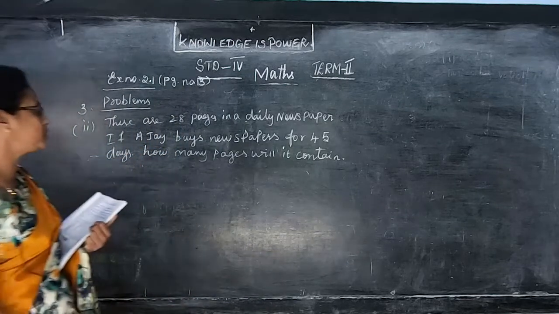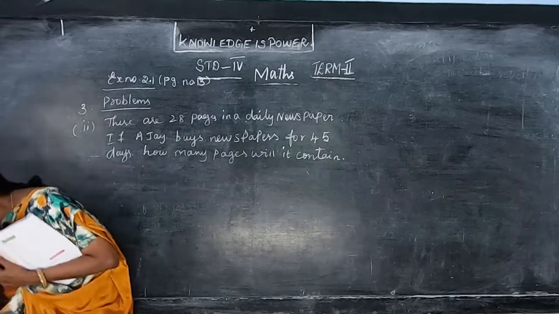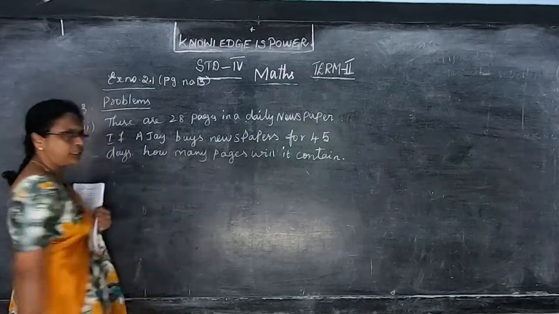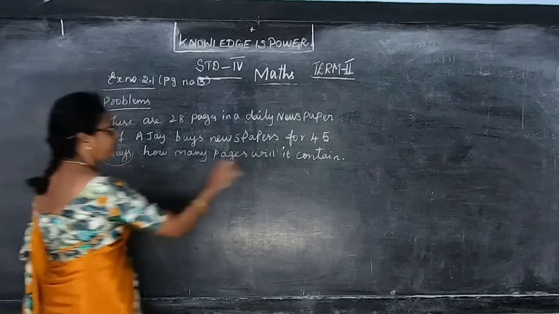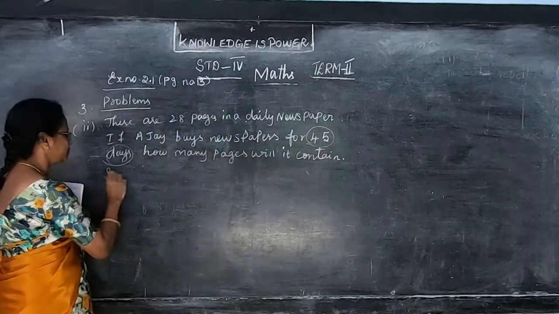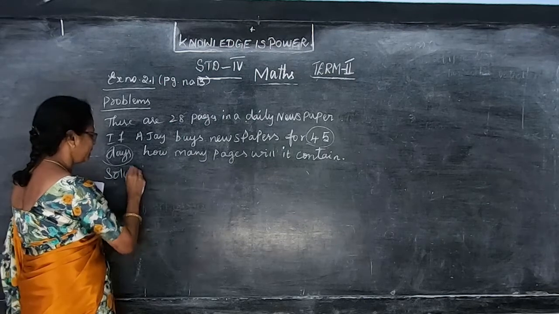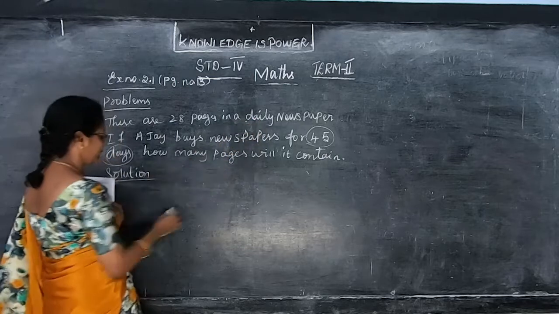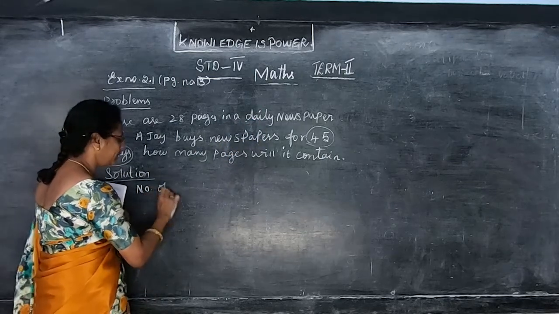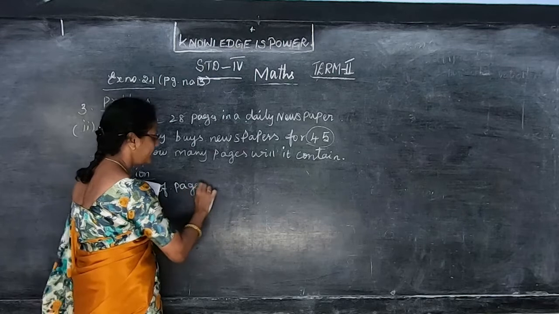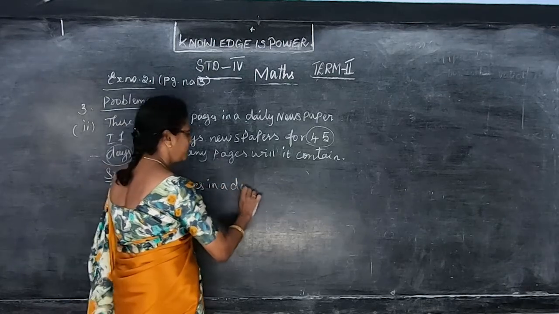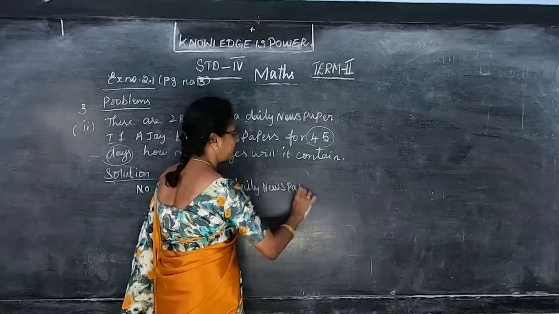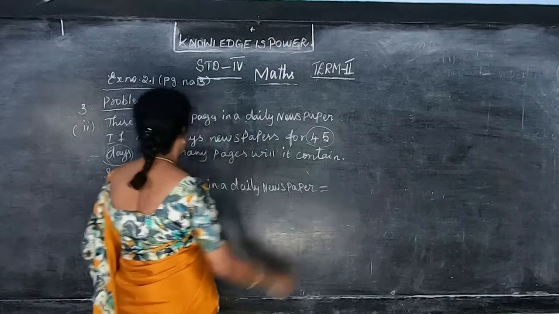Okay, so there are 28 pages in a daily newspaper. One paper has 28 pages. If Ajay buys, daily Ajay is buying the newspaper for how many days? 45 days. So we have to write the statement like this. How many pages in it? So find out how many pages. So you can write number of pages in a daily newspaper. Okay, one paper. So number of pages in a daily newspaper. Look at the question for the statement. So you can write how many pages is there?